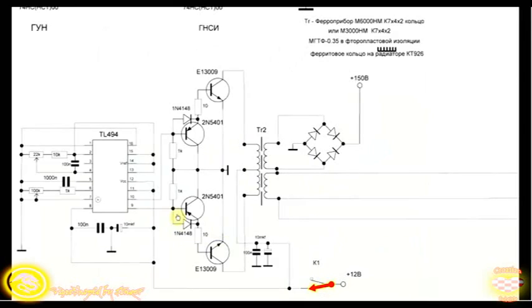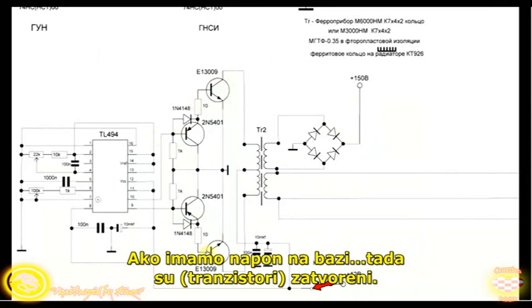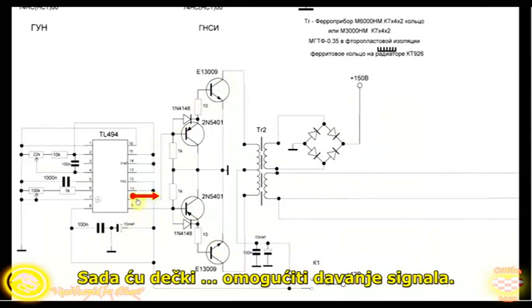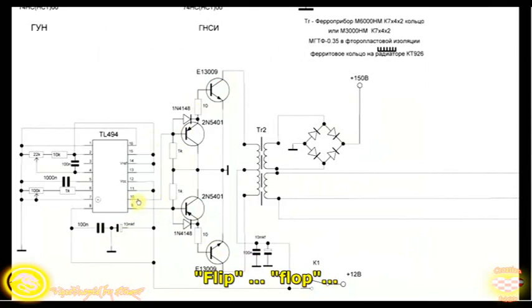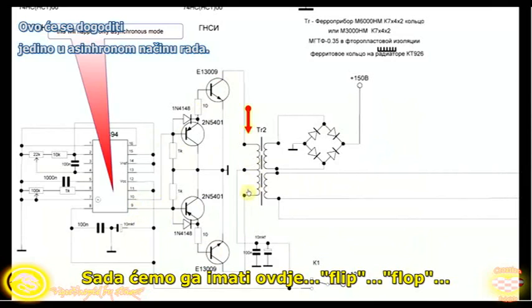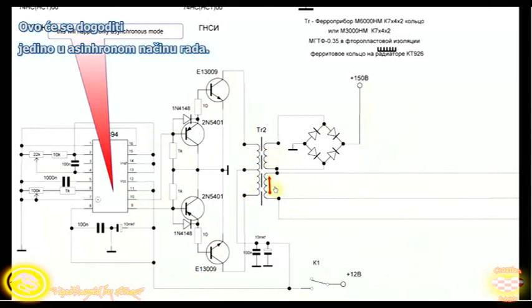So what we need is, if we have a voltage on the base, then we close it. So this guy is giving us the signal. Flip-flop. Now what we're having in here is flip-flop, flip-flop. Now what we have in here is flip-flop, flip-flop from the other side.